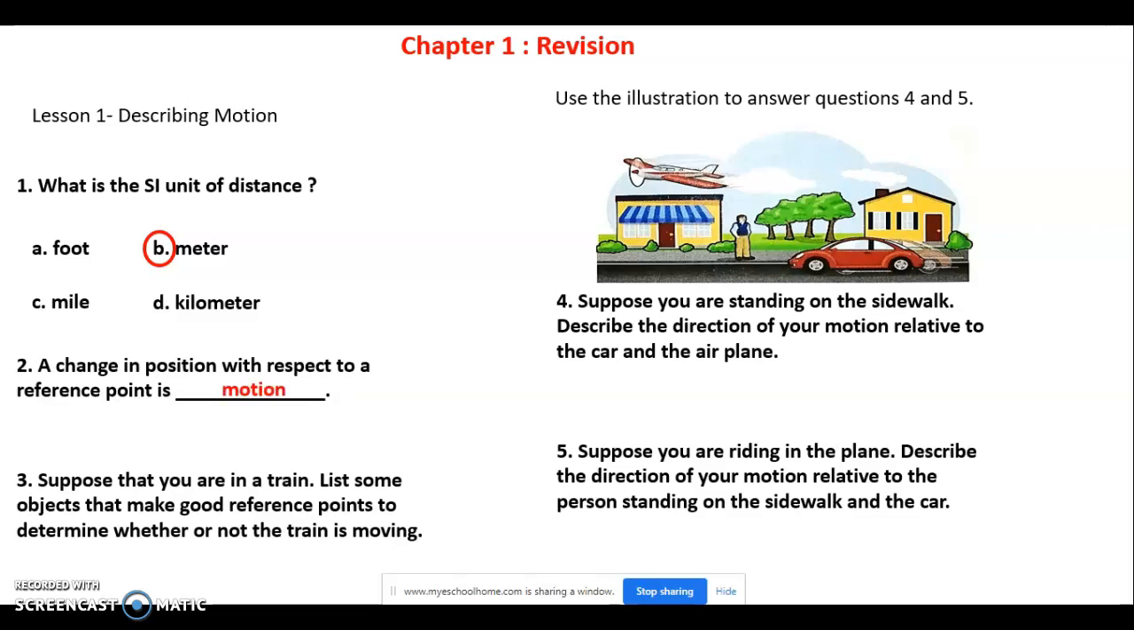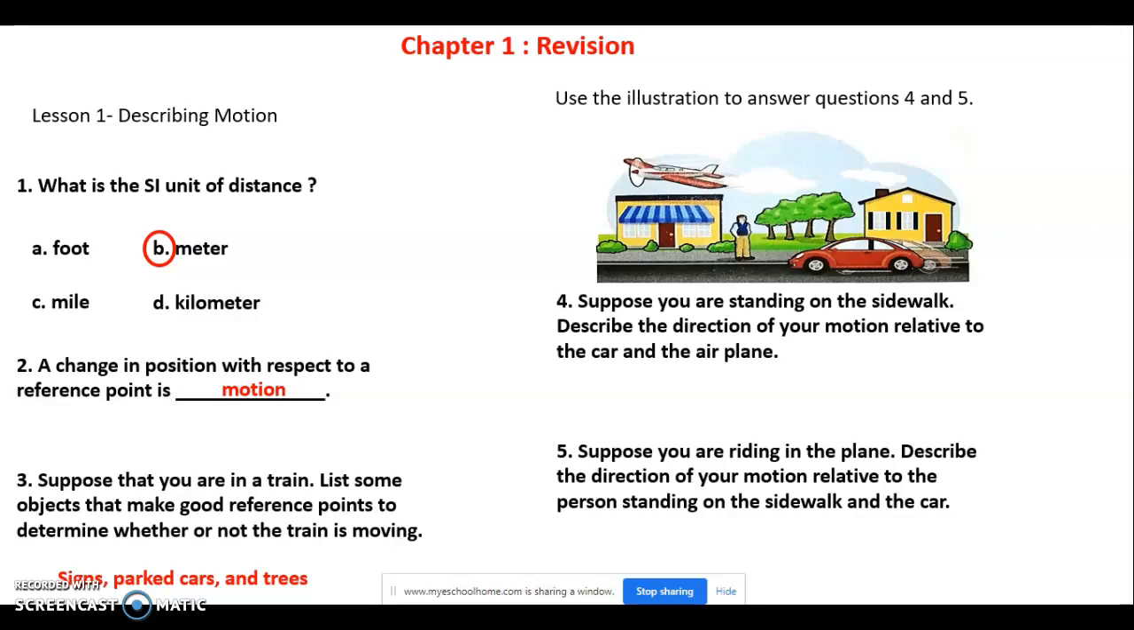We know that an object is said to be in motion if it changes its position with respect to a reference. Suppose that you are in a train. List some objects that make good reference points to determine whether or not the train is moving. Could be studying the motion with respect to the signs on the street, to parked cars, to trees. This means that you have to refer to objects that are at rest with respect to the ground. These are good references. You can refer to a moving car.